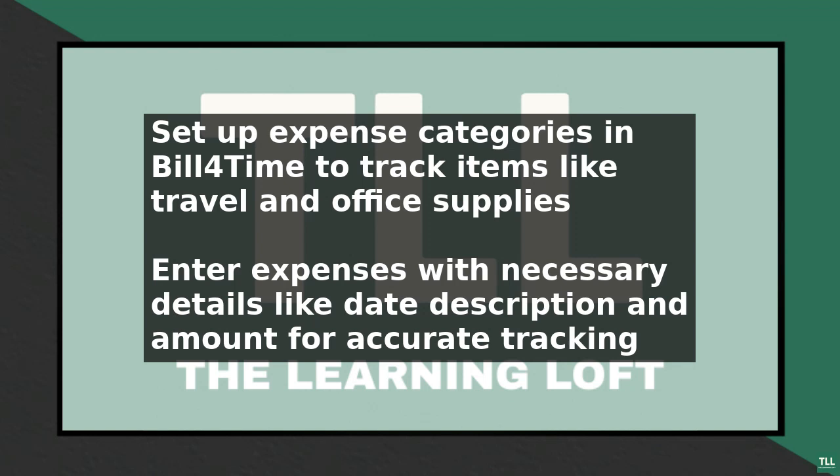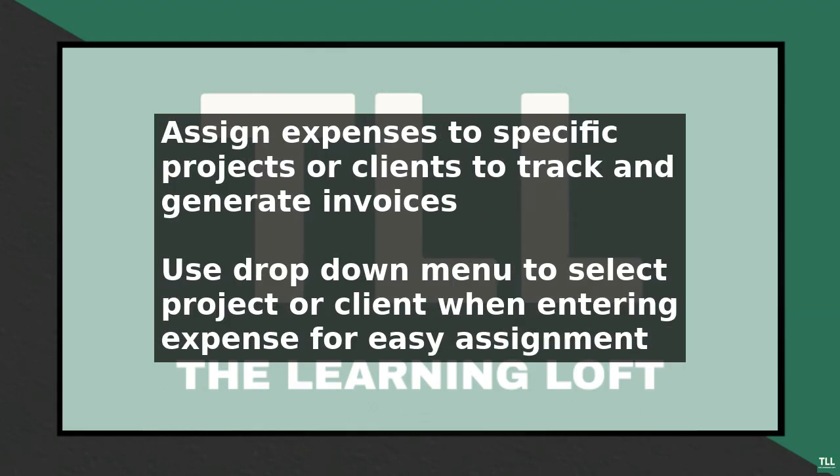To begin tracking expenses in Bill4Time, you need to set up your expense categories. These categories can include items such as travel, meals, and office supplies. Once you have set up your categories, you can start entering your expenses. You can do this by clicking on the Expenses tab and selecting the Add Expense option.